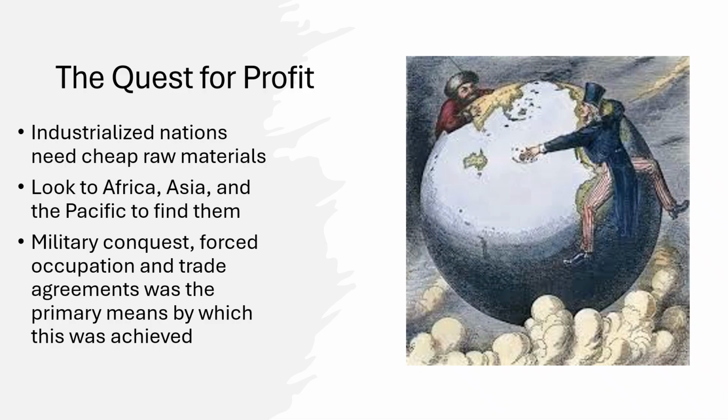And industrialized nations really needed these raw materials to be cheap. And so it was to their advantage to go into these places with their military forces, occupy them, colonize them. And for the most part, many of these places in Asia and in Africa were not settler colonies, meaning people from Europe were not going there and settling. They were just going there to exploit the resources and to exploit the labor.